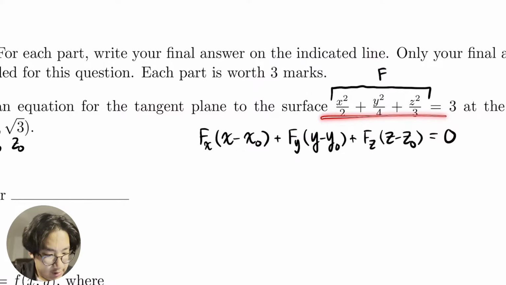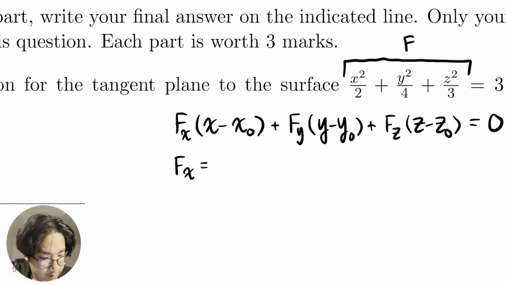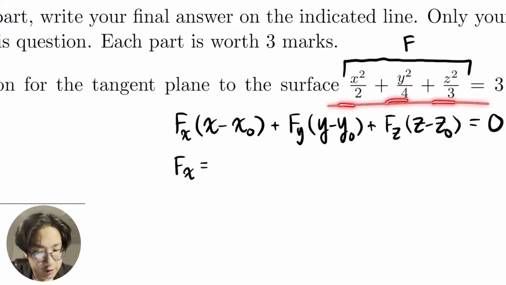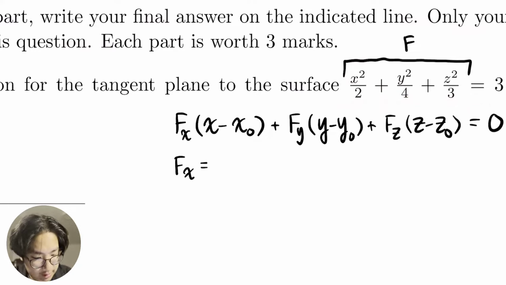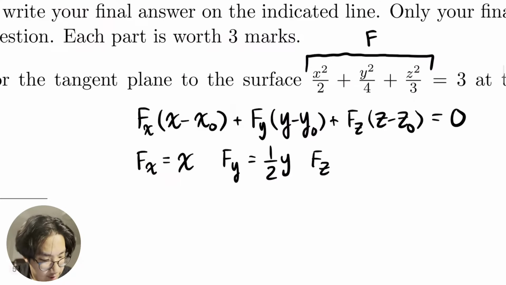F sub x, we can just take the partials over here. So f sub x is just equal to x, I believe. Okay, so in this case, we're just taking the partial of f, which you'll notice is just these individual parts with respect to x. So you get 2x over 2, which is just x. And f sub y, same idea, it's just 2y over 4, so 1/2 y. And then f sub z, we have 2z over 3, so 2 over 3 z.